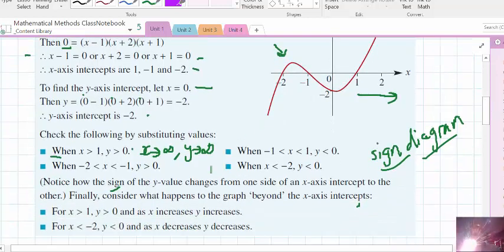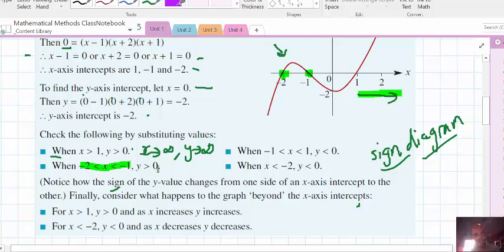Okay, so when we're looking at the next interval, between -2 and 1, we're back over here again. So we were there, now we're back over here.